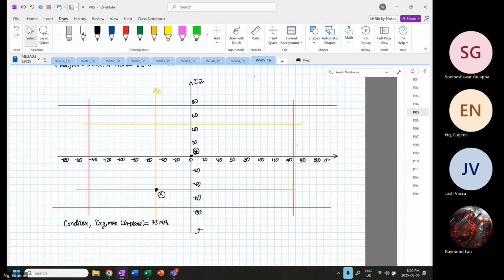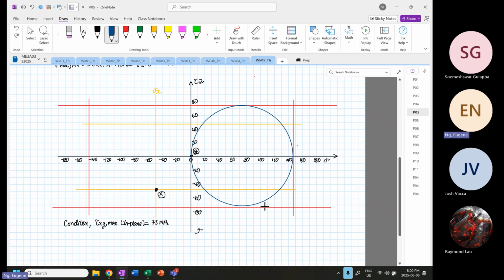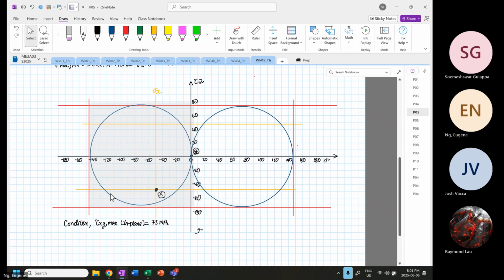I'm going to now sketch a circle that touches the boundary. It's not perfect. Okay, so let's say this circle touches the boundary. So I'm going to now move the circle. This circle has a maximum shear of 73 megapascal. So now the circle can be over here. So it touches point X, as you can see.